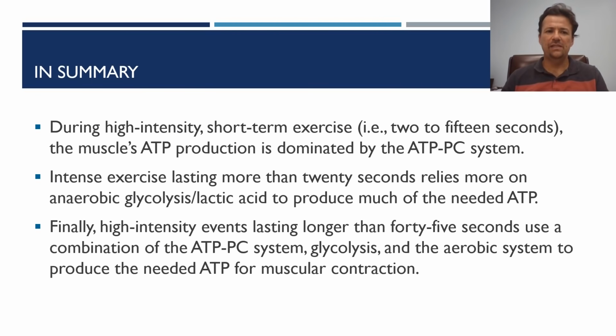So we can summarize that during high-intensity short-term exercise, the first few seconds of ATP is produced by the phosphogen system, stored ATP and PC. After that, we have about 45 seconds to 2 minutes where we're using anaerobic glycolysis. But then after that, we have to switch to the aerobic system to procure ATP for our muscles.